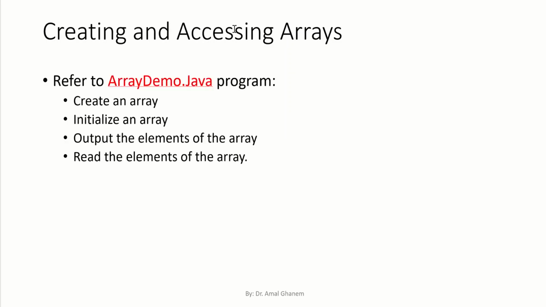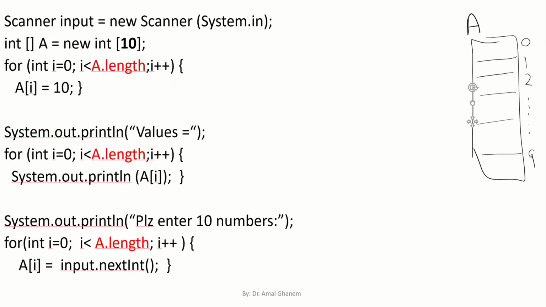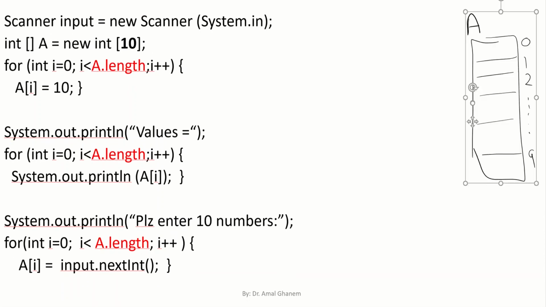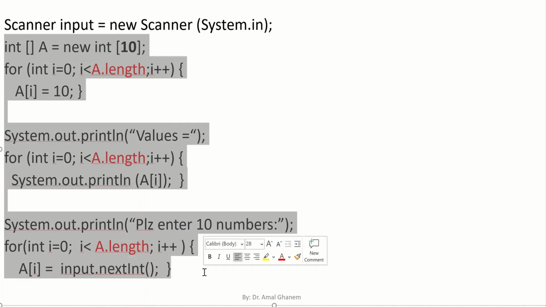In this session, we will go with also the basics of arrays, and basically we'll discuss how to create an array, how to initialize, how to output, and how to do the reading of elements. So let's assume we need the following. We need to create an array of size 10. We will initialize all the elements to 10. Then we need to do output, and then we need to do the reading of the numbers. So I will remove all of these and we will do them step by step.